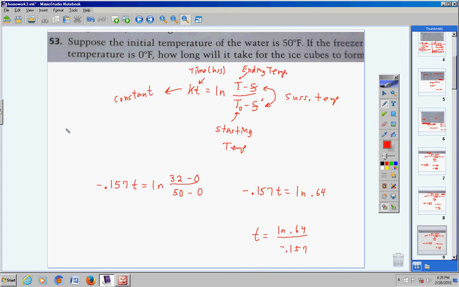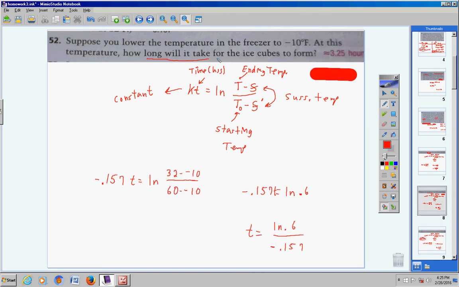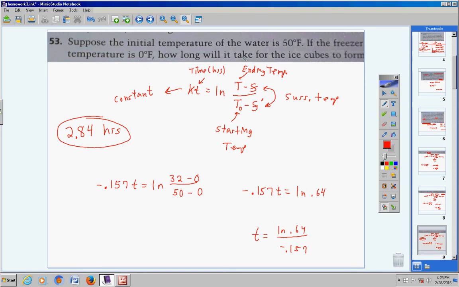And all of these answers, I've checked these, they are correct. So 2.84 hours. Okay, so it's kind of interesting. If you look back here, you lowered the temperature of the freezer 10 degrees, but it took longer, 3.25 hours, than if you just would have simply, instead of lowering the temperature of the freezer, left it at zero, just used water that's 10 degrees cooler, 50 degrees, and it actually takes less time. Very interesting, okay? Alright. Okay, moving on.